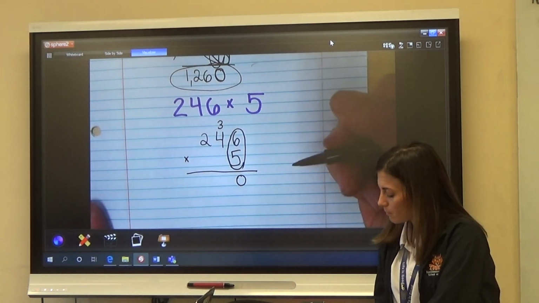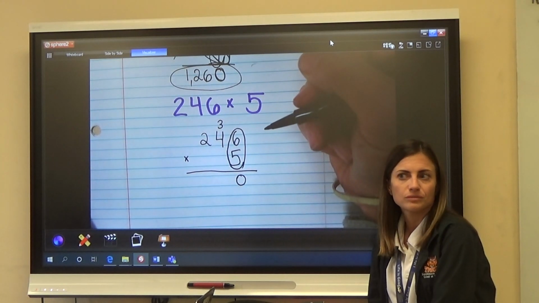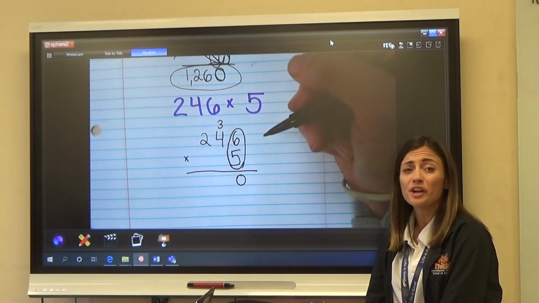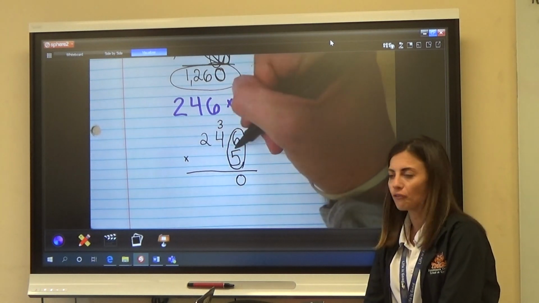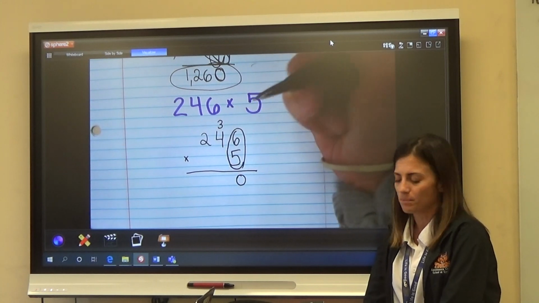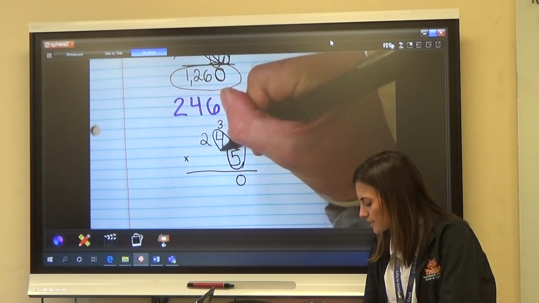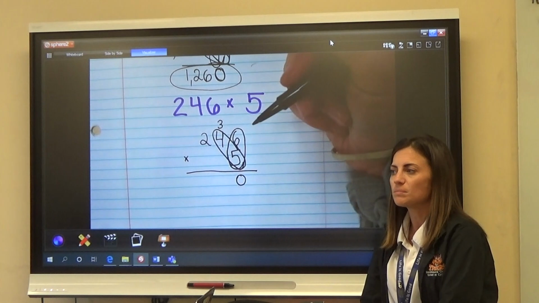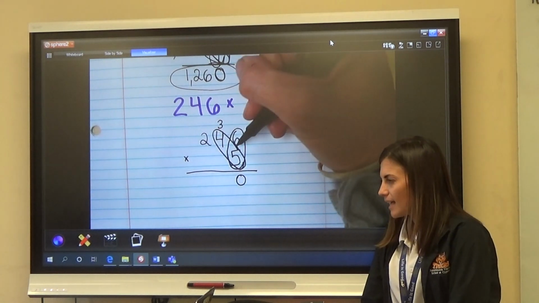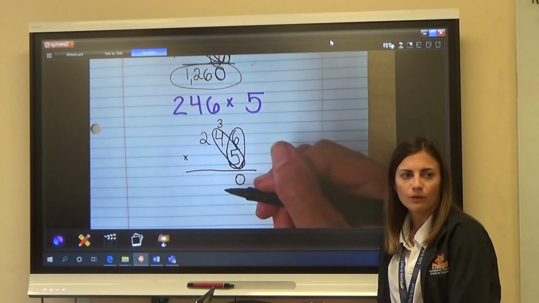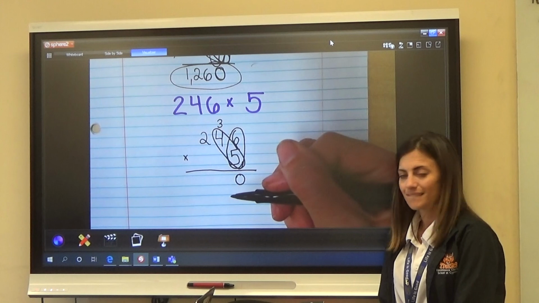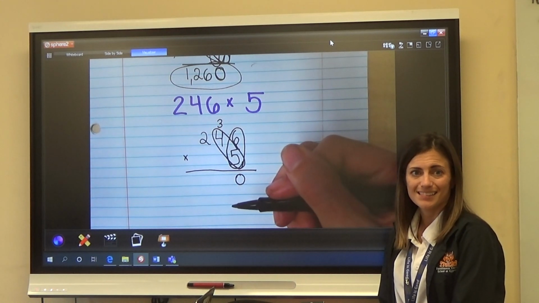So now we're going to multiply what 2 numbers? The 4 and the 5. Do I multiply the 3 and the 5? No. It's just hanging out up there, but it's not going to get multiplied by anything. So we do 4 times 5. That gives me what product? 20. But I'm not going to write 20 down here. What do I have to do first? You have to write the 0 down, and then you have to carry the 2 over to the hundreds place.